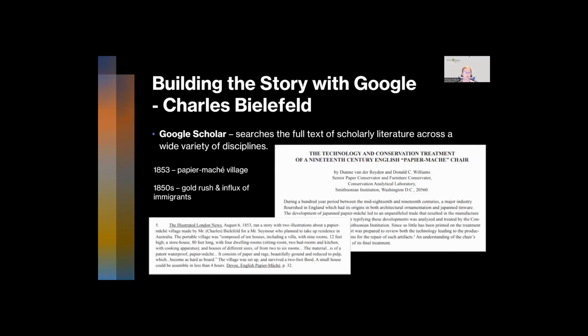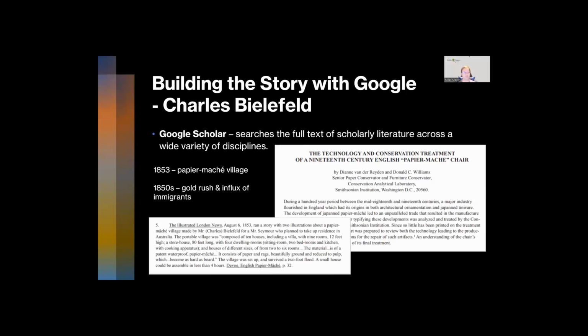One of the footnotes talks about the Illustrated London News from August 6, 1853, and it talks about an entire village of several buildings, 10 houses made out of paper mache that were constructed by Charles Bielefeld. It was constructed in London, England, and it was shipped to Australia to build a town.